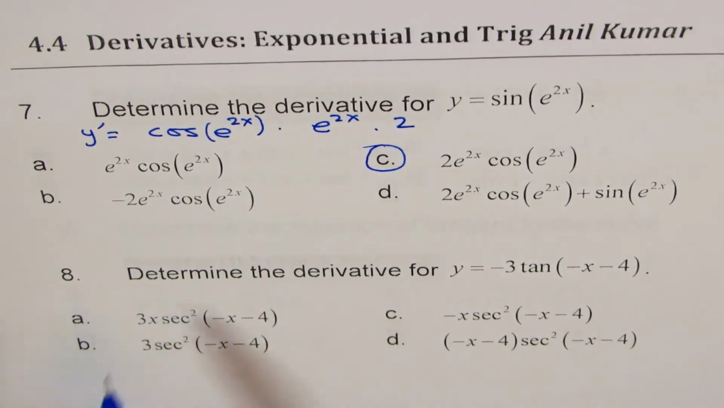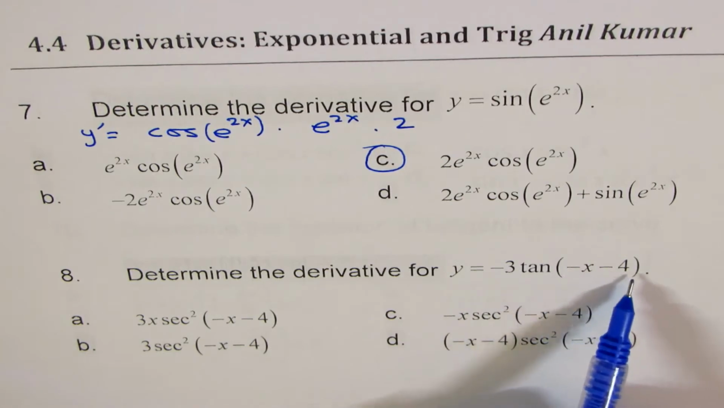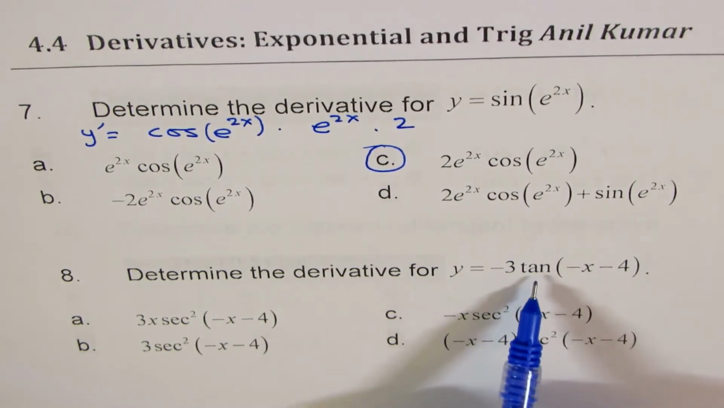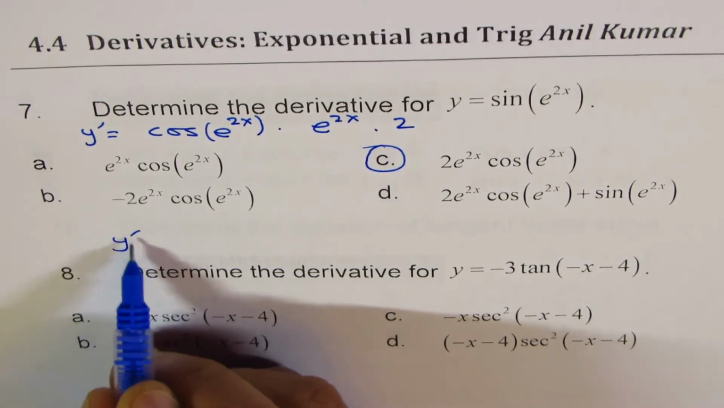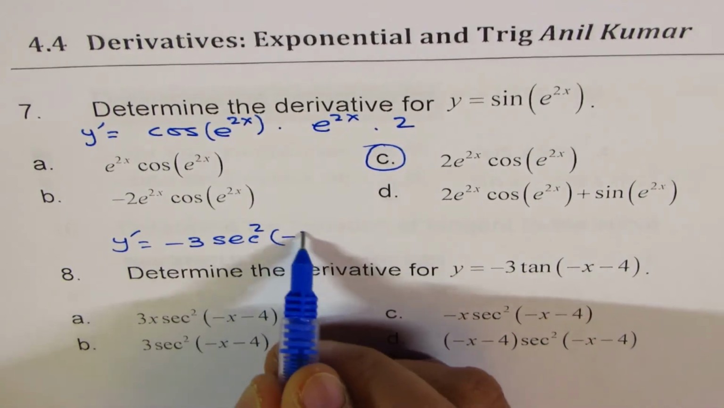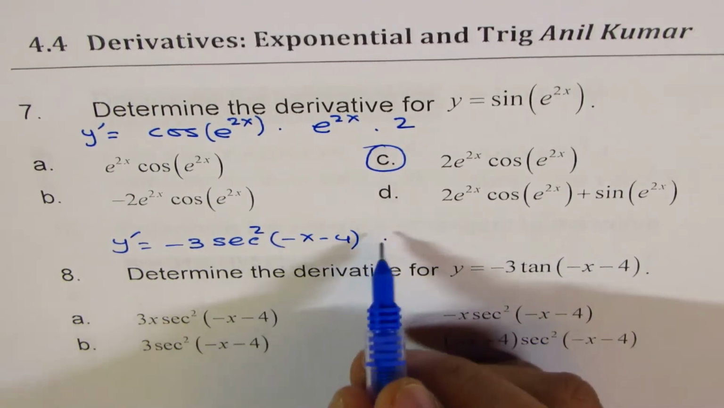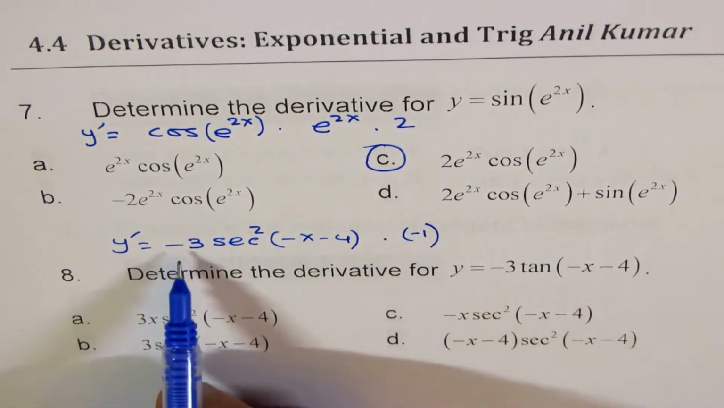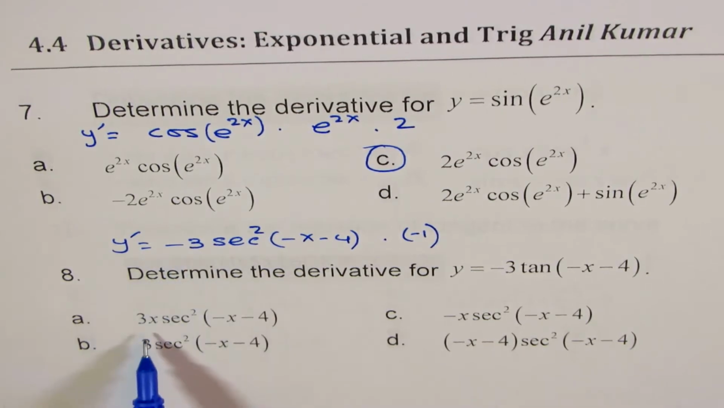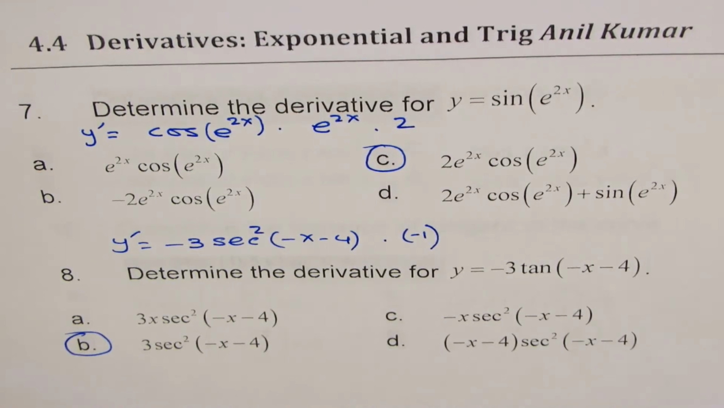Question 8. Determine the derivative of y equals minus 3 tan of (minus x minus 4). The derivative of tan is secant squared, so the derivative in this case is minus 3 times secant squared of (minus x minus 4), times the derivative of the inside function, which is minus 1. That will basically make this positive. So we are looking for positive 3 secant squared of all this, which is option B for us, correct? So we get option B as the right option.